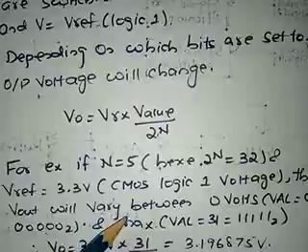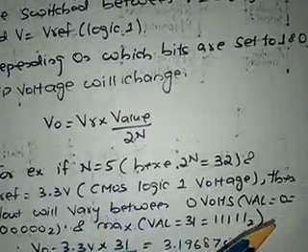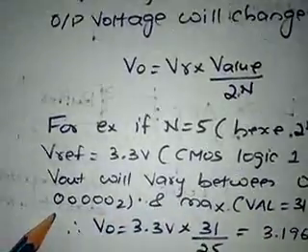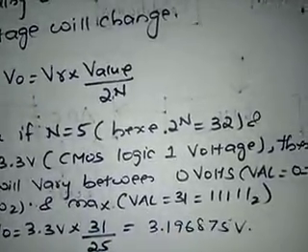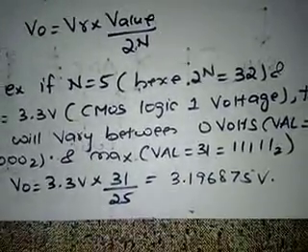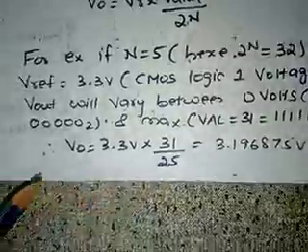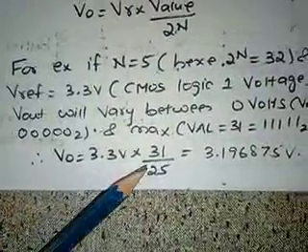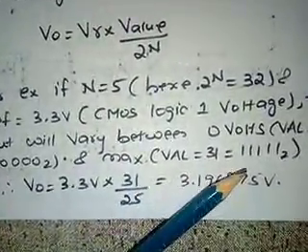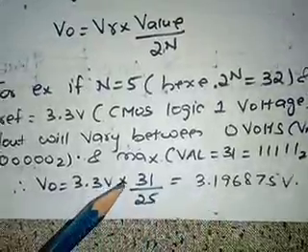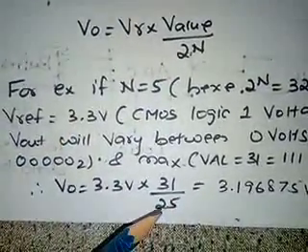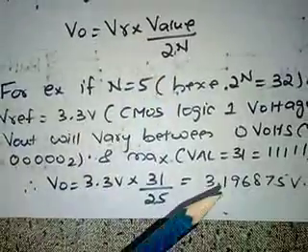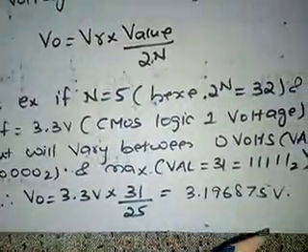CMOS, complementary metal oxide semiconductor, logic high is 3.3 volts. Then Vout will vary between 0 volts, that is value equal to 0, so all 5 bits are 0, and maximum value equal to 31, that is all 5 bits are high. So V0 will be equal to 3.3 volt into 31 for 5 bit. So 11111 is 31, that is our value. V reference is 3.3 volts divided by 2 raised to n, 2 raised to 5. That comes out to 3.196875 volts.